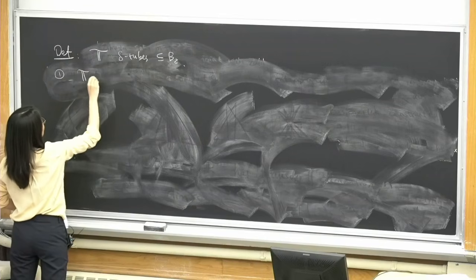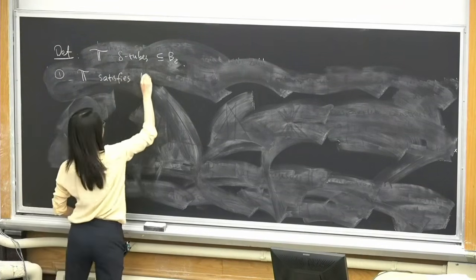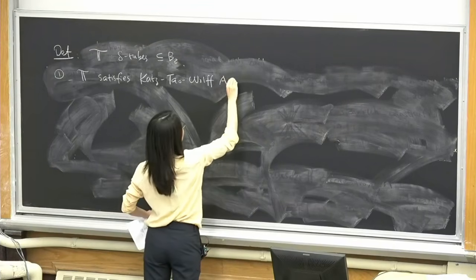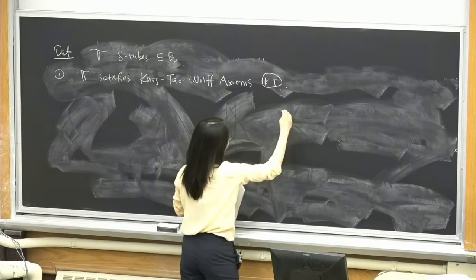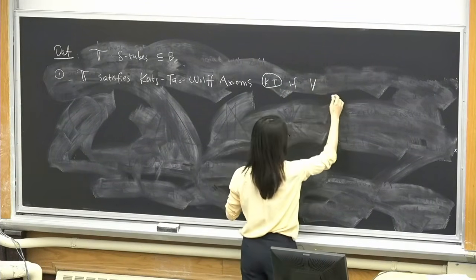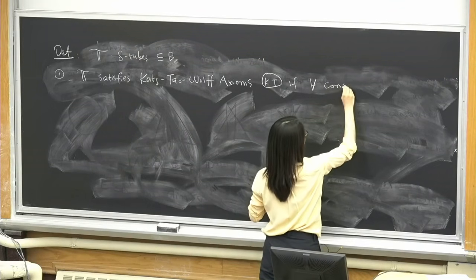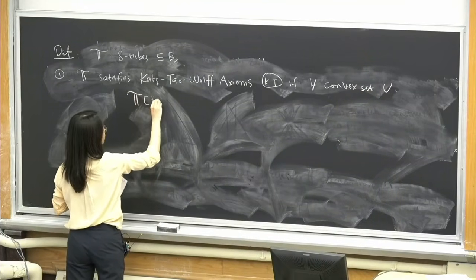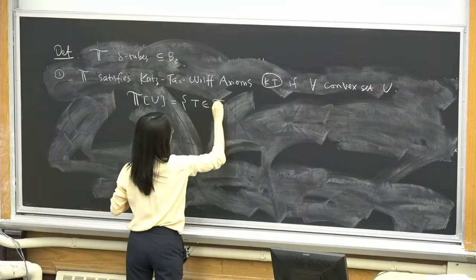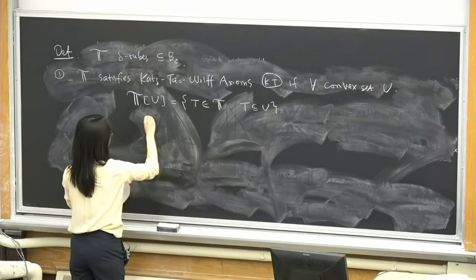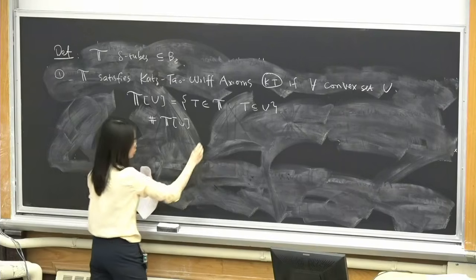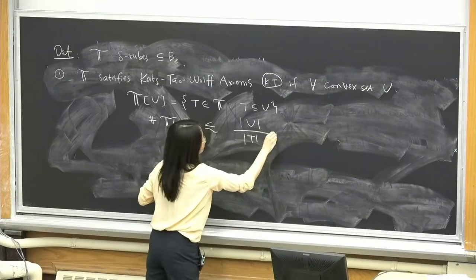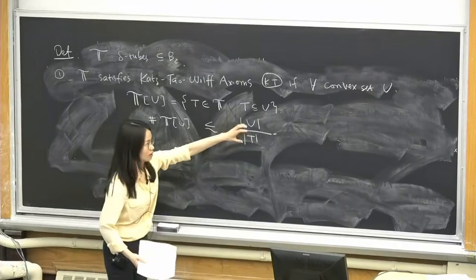Then we say that T satisfies the Katz-Tao-Wolff axiom, so we write it KT, Katz-Tao, if for any convex set, which we should really think of as a rectangular box, U. We use the notation T bracket U as the set of tubes contained in U. We have the number of tubes contained in U is less than some constant times the volume of U divided by the volume of T. So this means that there are not too many tubes contained in any convex set.